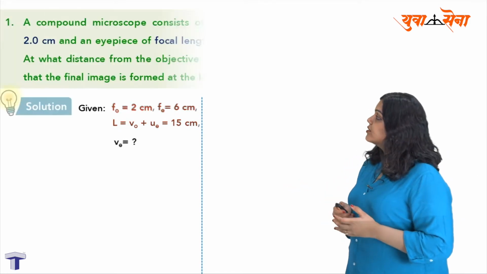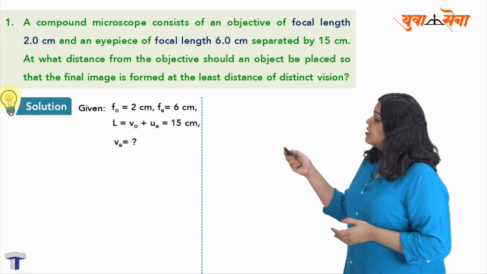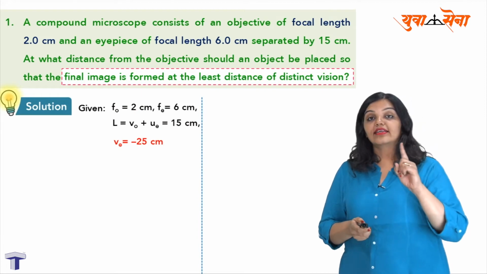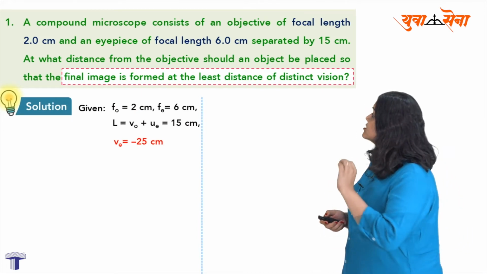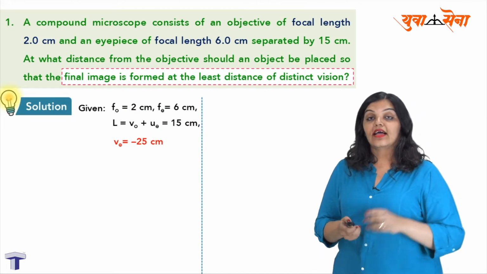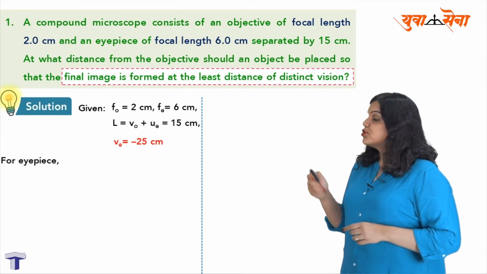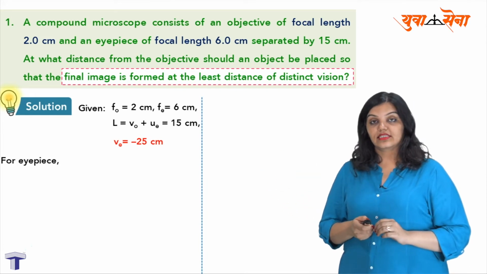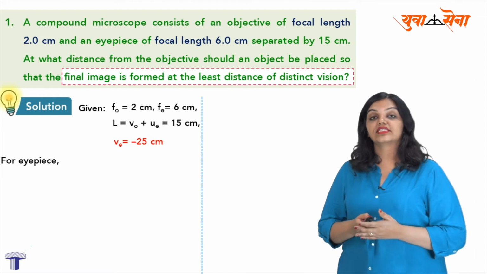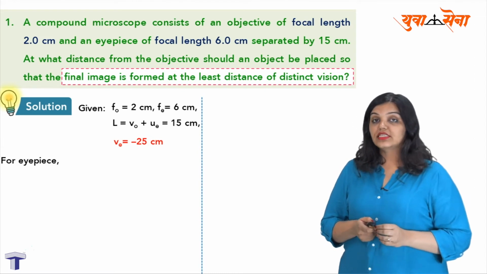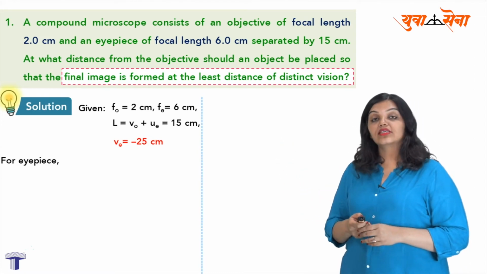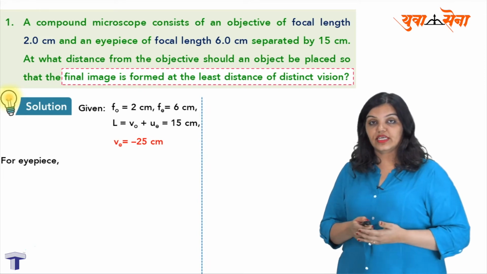So now if I look at the question, I see that the last statement says that the final image is formed at the least distance of distinct vision, and therefore VE comes out to be minus 25 centimeter, because the least distance of distinct vision is 25 centimeter. The minus is given because the final image comes to the left of the eyepiece.